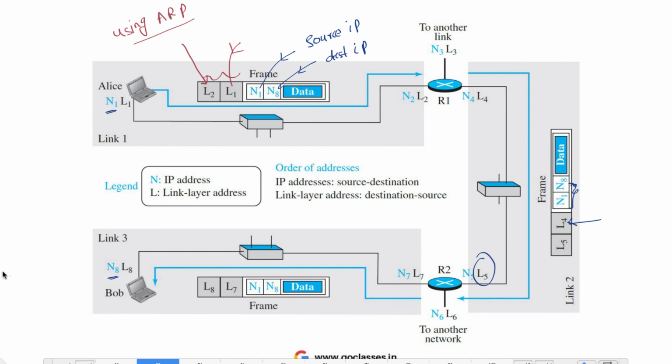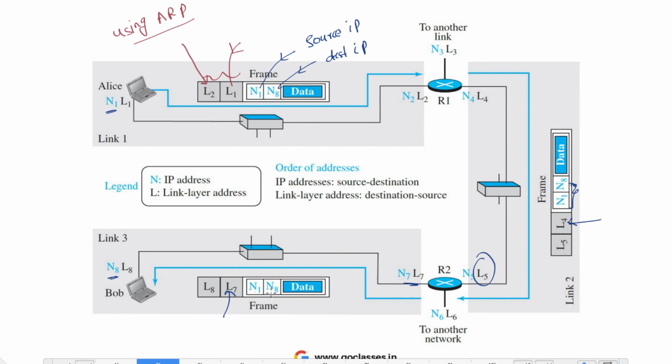Although this order does not matter, I mean in the GATE they won't be asking this kind of questions, but I just want to tell you for the information. So now once R2 receives this frame, it has to forward this frame to Bob. In this case, the source MAC address will be L7 because of this link, and the destination MAC address will be L8 because of this link.